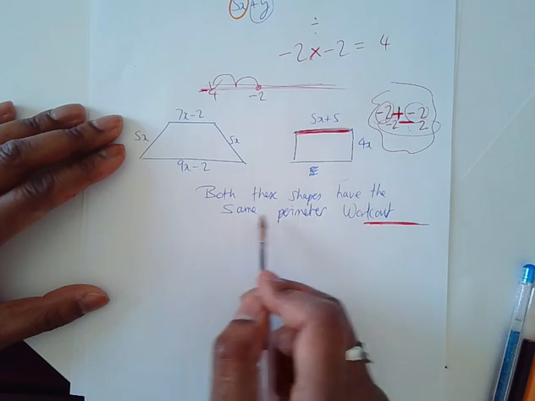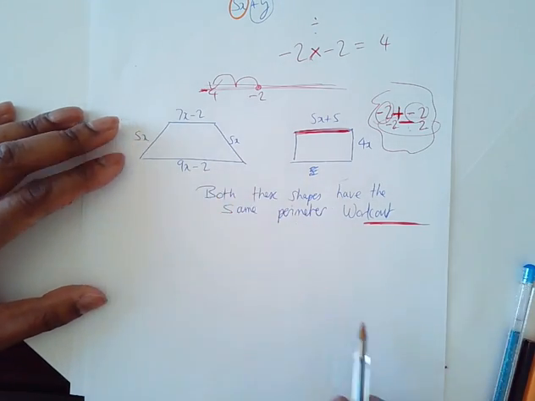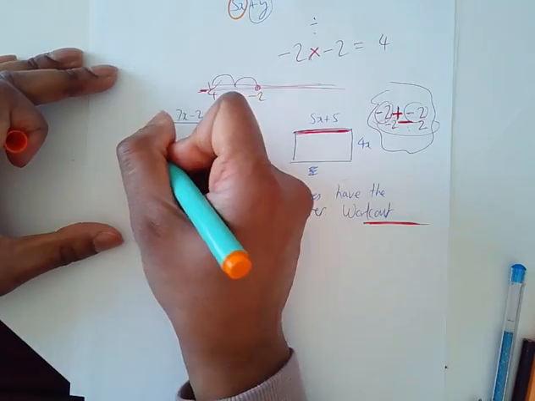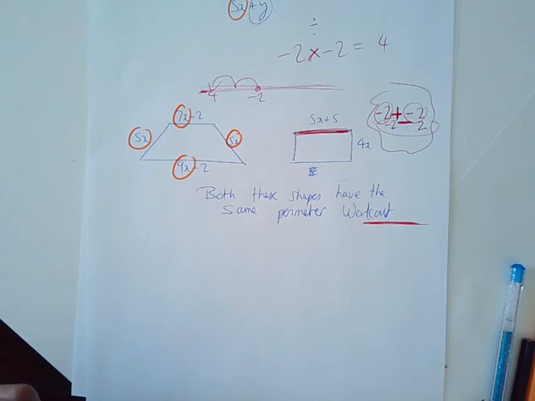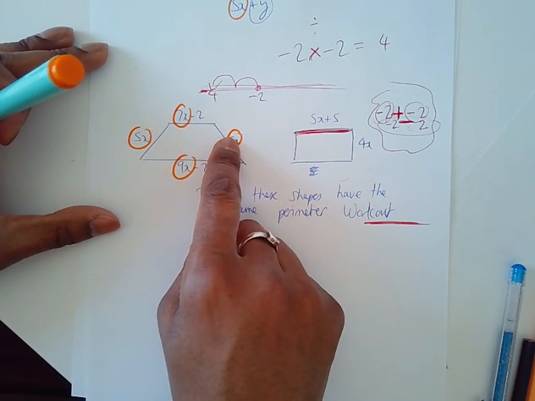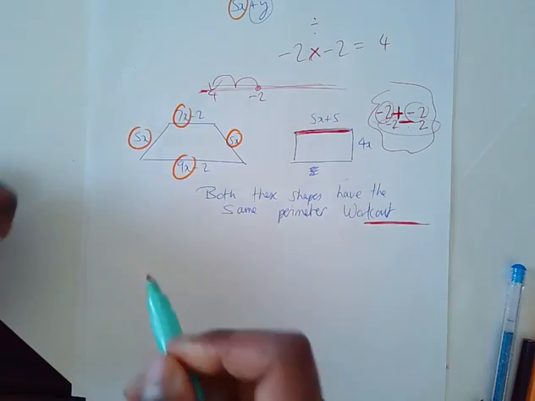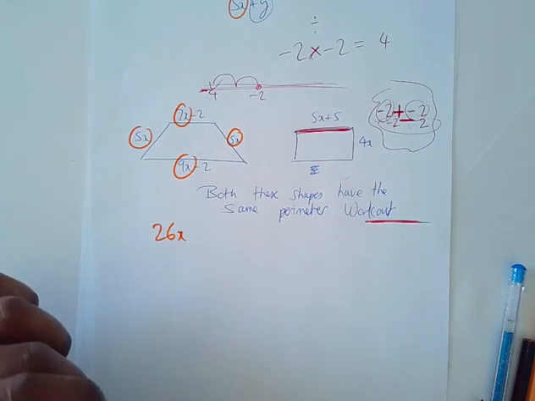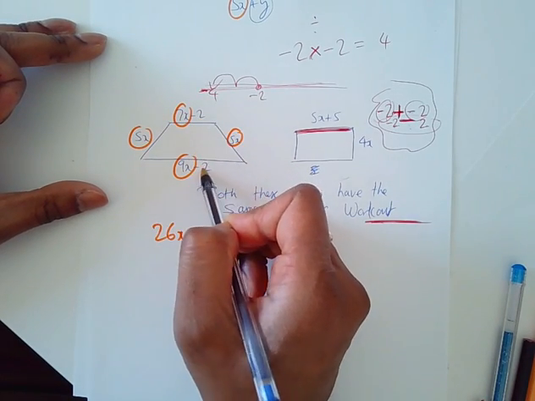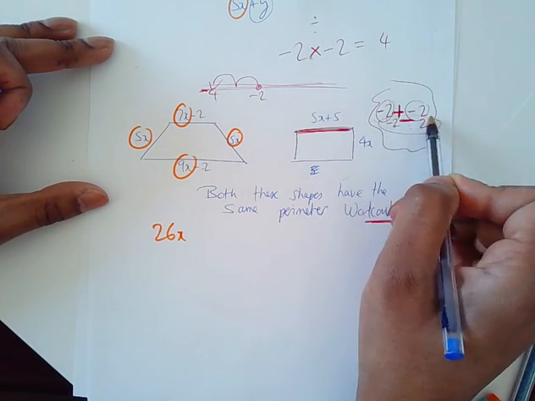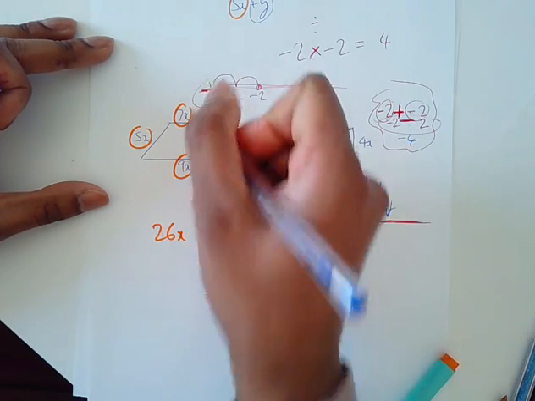Both these shapes have the same perimeter. Perimeter means adding all the outsides. So what I'll do is add up the x terms first. 5x, add 7x, add 5x, and 9x. What does that make? Well, 5 add 5 is 10. 10 add 9, 19. 19 add 7, 26. Got 26x. And then you've got -2, add -2. We did it just a while ago. So I'm just going to tell you now the answer is -4 because that's what we just worked out.